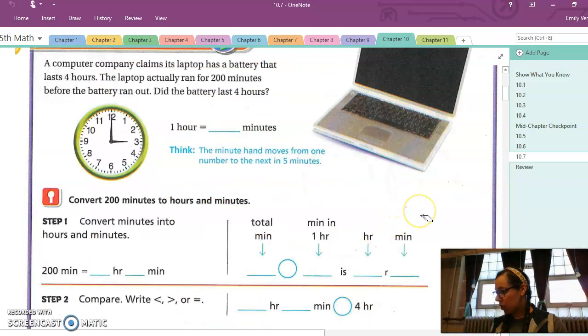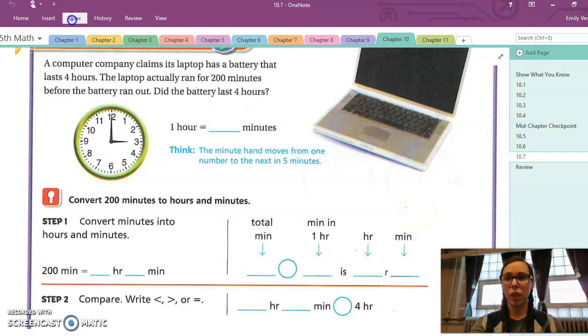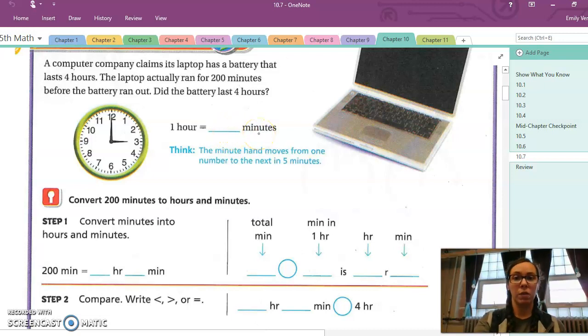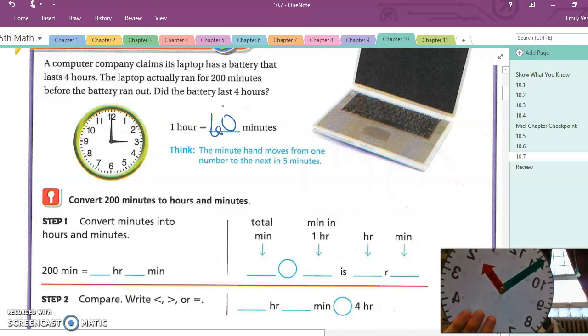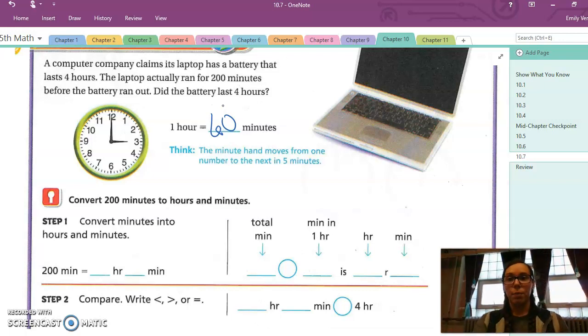We're on page 623, talking about time here. We know, based on our chart that we put in our book, that 1 hour equals however many minutes. Go ahead and fill that blank in. Should be 60. 1 hour is 60 minutes, and we even kind of counted them up on here. Okay. A computer company claims its laptop has a battery that lasts 4 hours. The laptop actually ran for 200 minutes before the battery ran out. Did the battery last 4 hours?